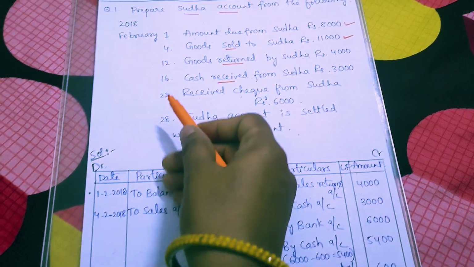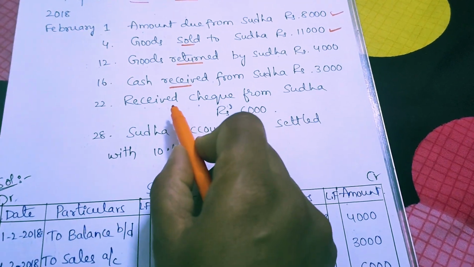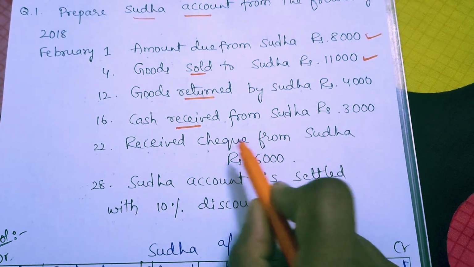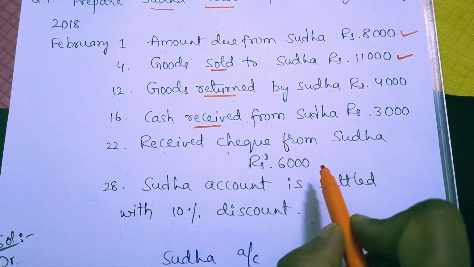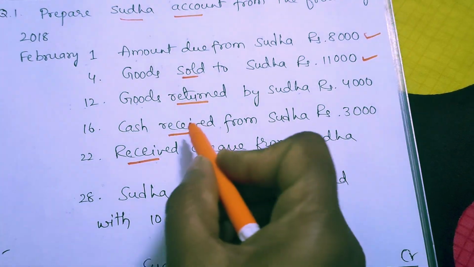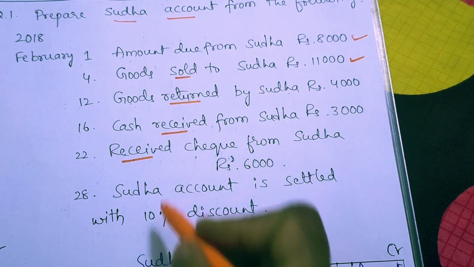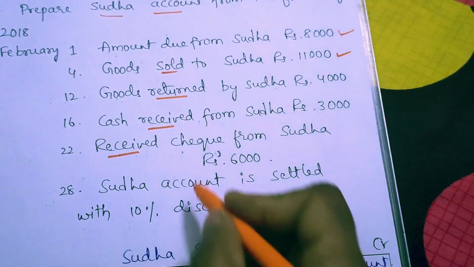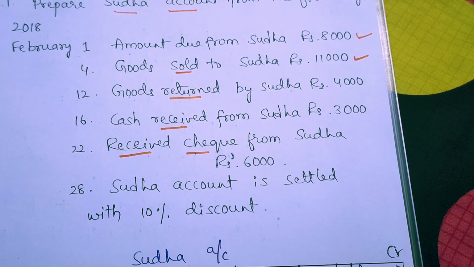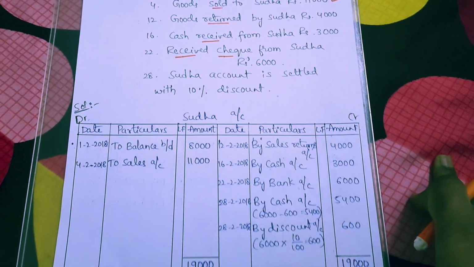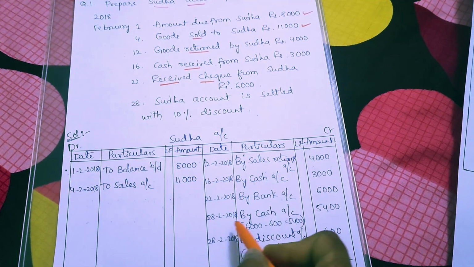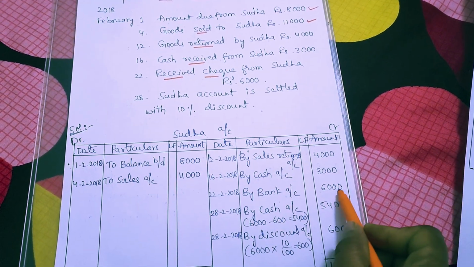Let us move to the next one. Next one is the 22nd date. Received cheque from Sudha, rupees 6,000. So here a cheque is received. Just now I told you, received we should always write on the credit side. So this one also will appear on the credit side. But what are they receiving? Cheque. So we should record by bank account. Date 22, by bank account 6,000. Okay.